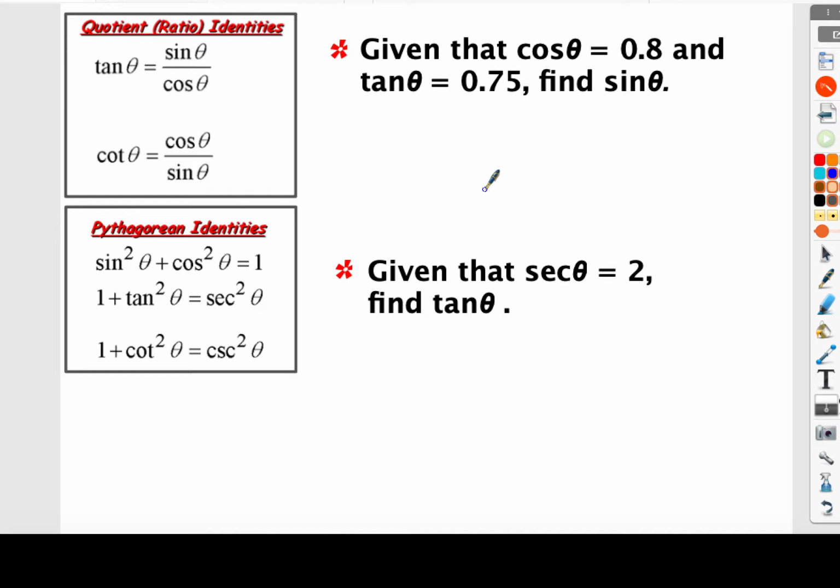Now, where can we take advantage of that? One place is quickly solving if we know some previous information. Given that the cosine of theta is 0.8 and the tangent of theta is 0.75, how could we quickly find the sine? One option would be to draw a triangle out, label the parts, and try to make these things fit. But another would be to say, if I'm looking for the sine, and I know the cosine and the tangent, that sounds a lot like my tangent quotient identity here. Tangent of theta equals sine over cosine.